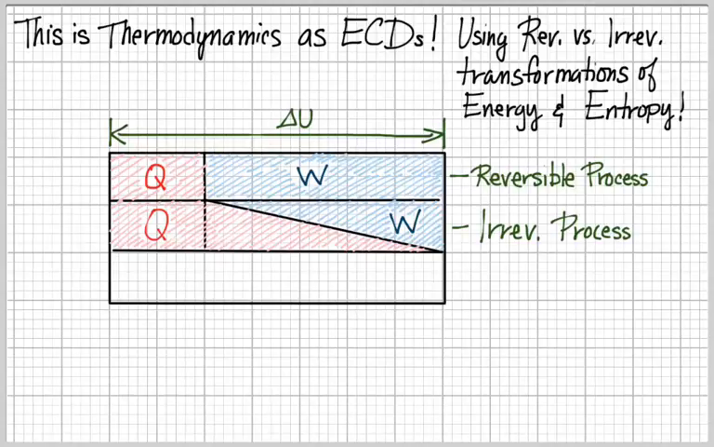And this is where you can start to see why I keep saying the reversible process is idealized, because I have this firm, contained boundary of Q relative to work.